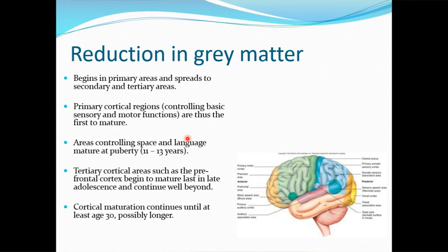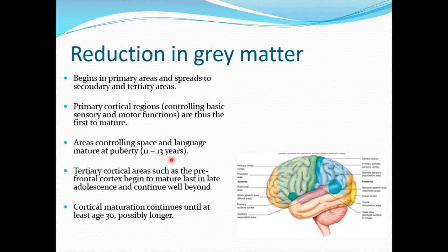Okay. Now, our gray matter also gets reduced and needs to be, because remember, we have a lot of connections, a lot of brain. It needs to be reduced for our brains to function optimally. In children now, I'm talking about in children. So reduction in brain matter begins in the primary areas and spreads to secondary and tertiary areas. Our primary areas, again, being your primary visual areas, your primary auditory areas, and so on, and then spreads to the secondary and tertiary areas. Primary cortical regions controlling basic sensory and motor functions are thus the first to mature.